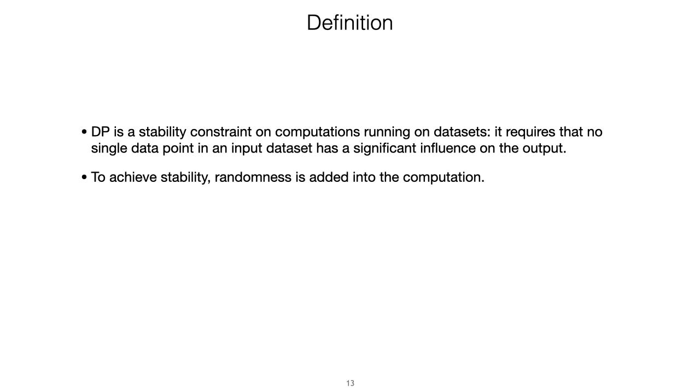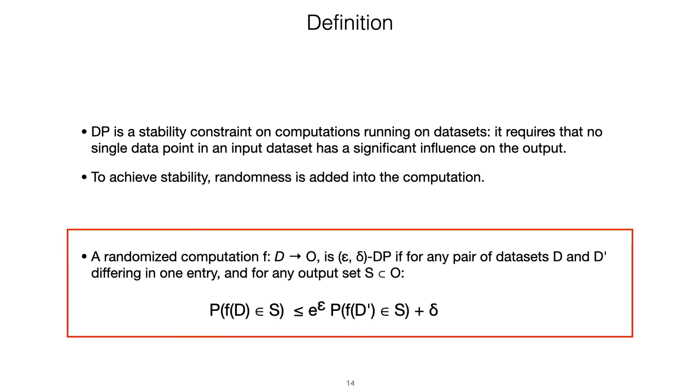So from a privacy perspective, because no observation can significantly change the output, someone looking at that output cannot learn too much information about any specific observation in the database. And this stability constraint is formalized with the following formula. Essentially, it says that to achieve differential privacy, randomness has to be added into the computation to enforce the following invariant.